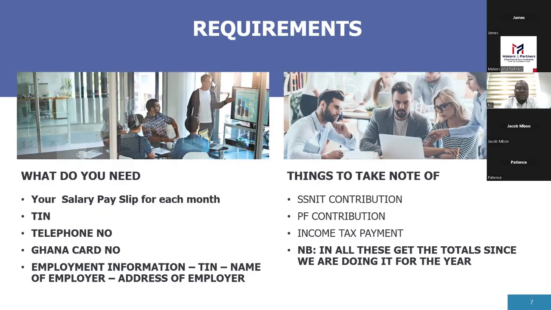So we know our SNIT contribution, the company pays a part of it, that's 13.5%. When we are computing our income tax or our salary, the employee contributes 5.5%. So you need to take note of this because it serves as a relief to the individual who is filing their tax.